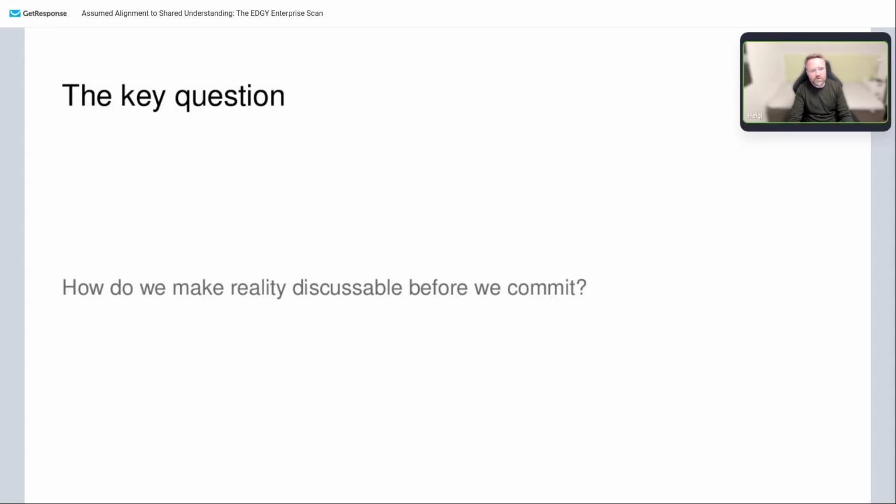So the key question is, how can we make reality discussable before we commit? How can we, before we make decisions, discuss the implications of that decision, to discuss what it actually means, so that when we want to address something, we can ensure that we are all talking about the same goal? We are all talking about the same thing we're going to do, and in the same way how we're going to address or do that.